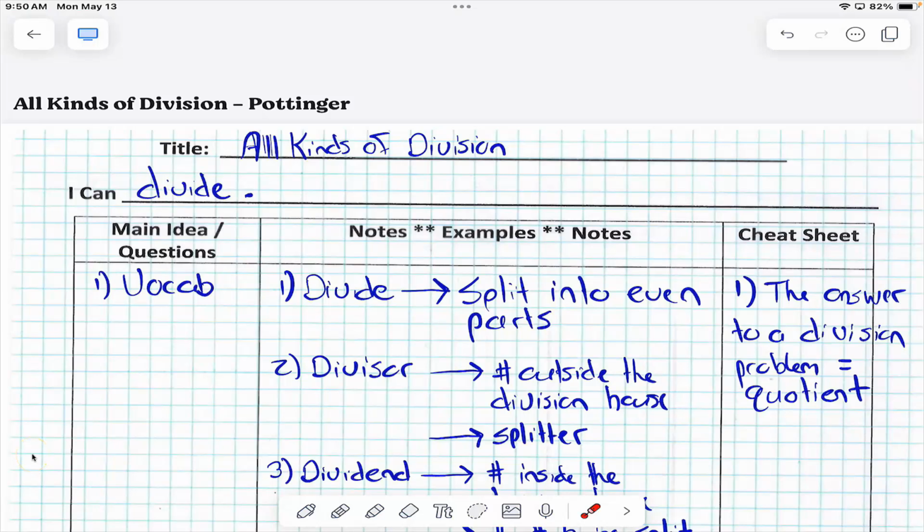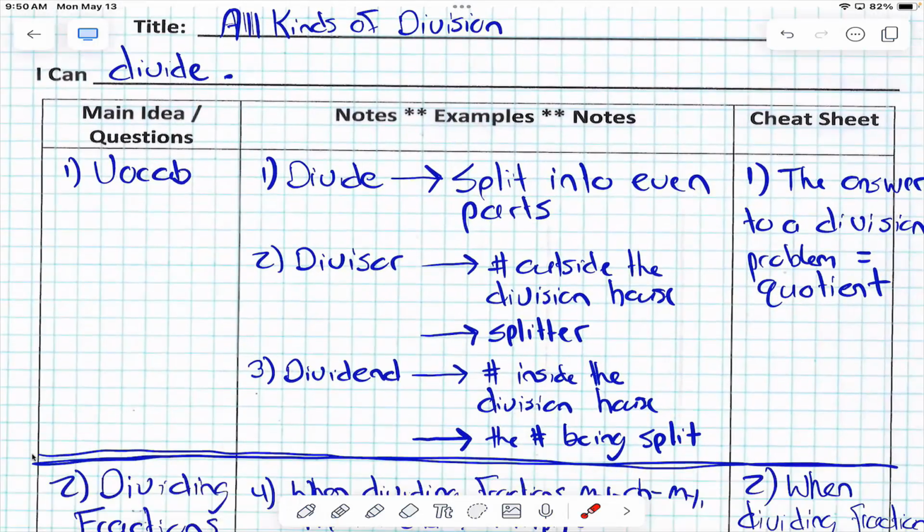Today we are working on all kinds of divisions. The I can statement is I can divide. Can you divide? Yes. All right, here we go. Our first vocab word is divide. What does divide mean? Split into even parts. Split into even or equal parts.